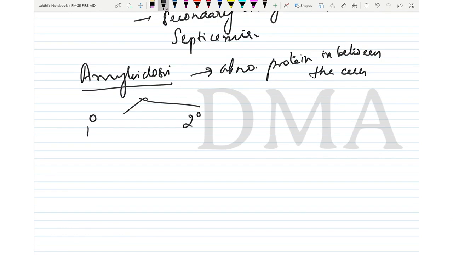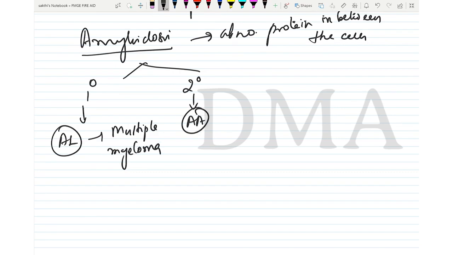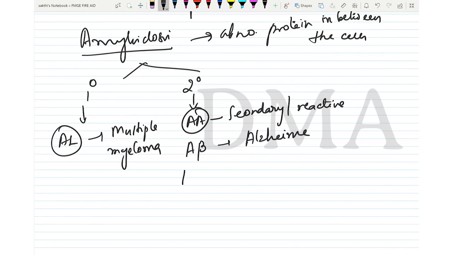We have A beta amyloid, which is seen in the case of Alzheimer's disease. We have beta 2 microglobulin amyloid, which is seen in patients with chronic hemodialysis. You have ATTR amyloid, which is seen in patients with familial amyloidosis. You have ACAL amyloid, which is seen in the case of medullary carcinoma thyroid. And again, amyloid can be detected using special stains like Congo red. With fluorescent microscopy, it gives an apple green birefringence.